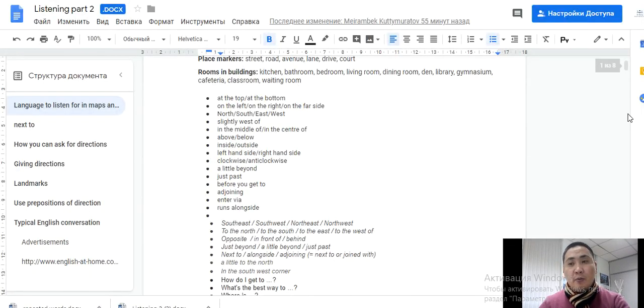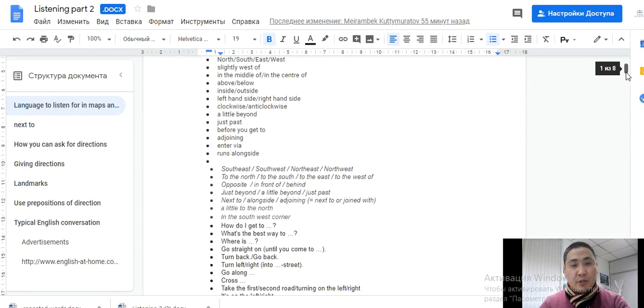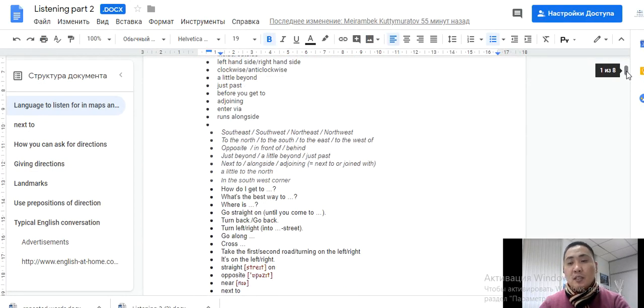As you have seen here, we have lots of words which can be used to tell the directions, like between, adjoining, enter via, just past the shop, to the north, in the southwest, a little beyond, alongside, just past, left hand side, right hand side. We have different types of words. In fact, memorizing all of these words is very daunting, and it's a very difficult task. But we have a suggestion, and we have a solution for this one.